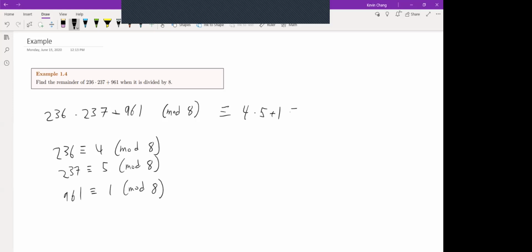And we know this, essentially, remember, when we do mods, it's just a remainder when we divide it by 8. So this is 21 divided by 8. So we have a remainder of 5. So 5 mod 8. So our answer for this problem should just be 5.